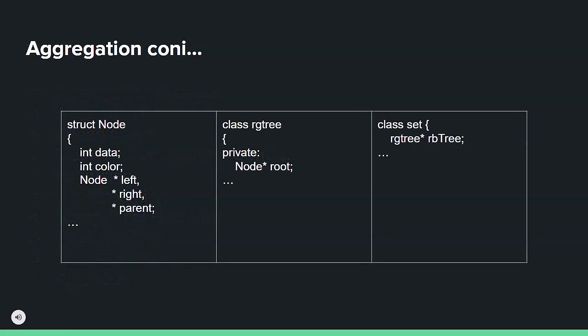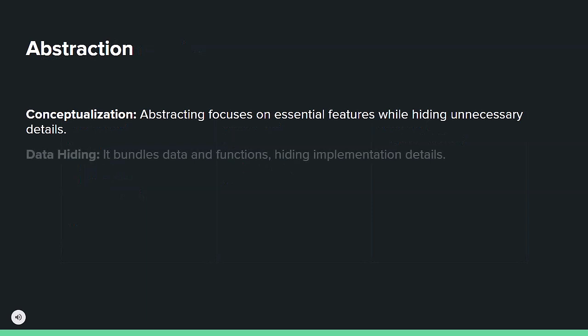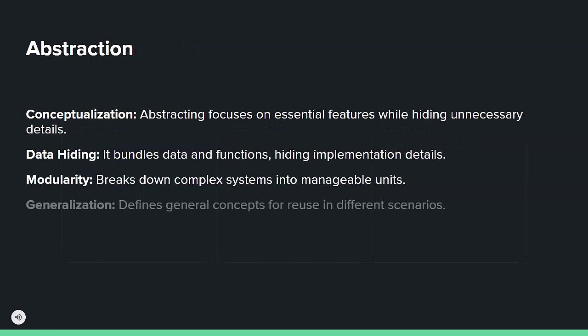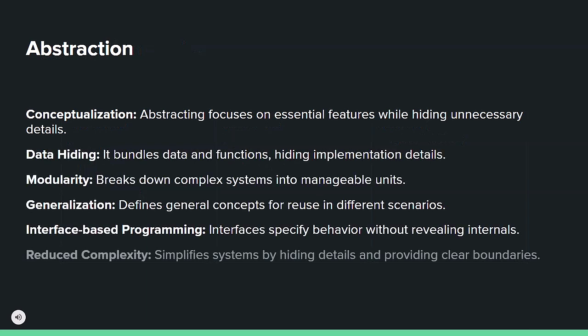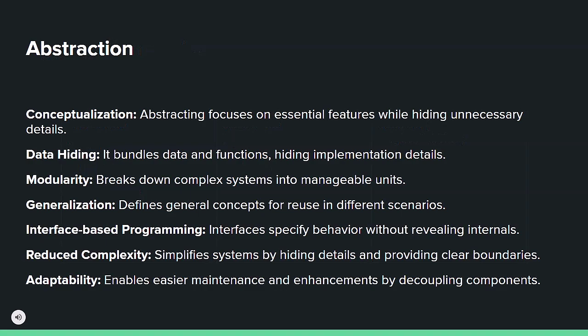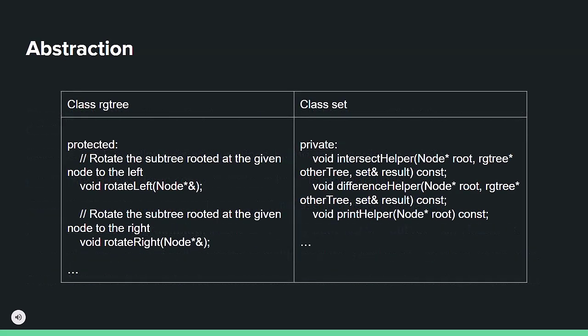Here is how the chain of association is established between the classes of node, red-black tree, and set. Abstraction conceals the intricacies of implementation and presents users with controlled access to the desired functionality. These protected and private functions are intended for internal use within the class to solve problems rather than being exposed to the outside world.